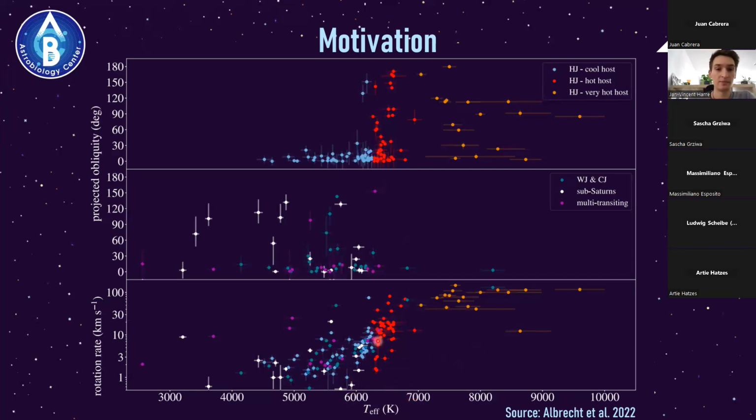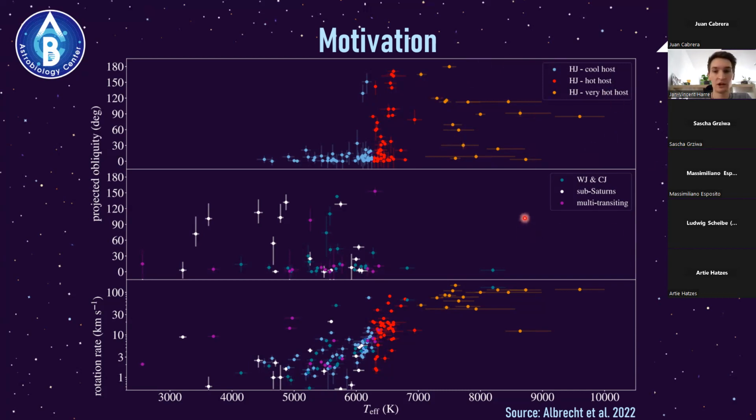So if you remember, the Kraft break lies at around 6,200 Kelvin, which is right around here. And as we can see, with lower temperatures, the planets are in relatively good alignment with their host star's rotation. Then once we reach the Kraft break, it gets more or less smeared out over all obliquity angles. And the same trend is true for the very hot host stars.